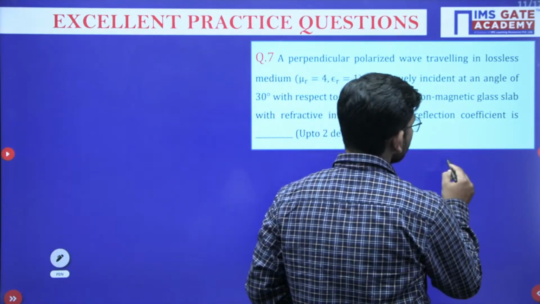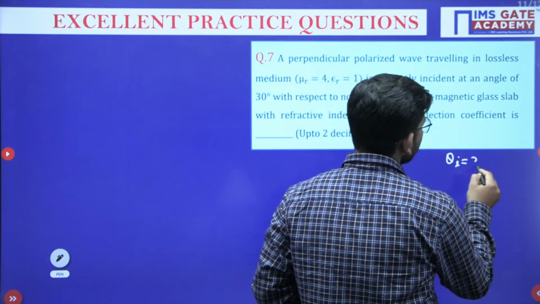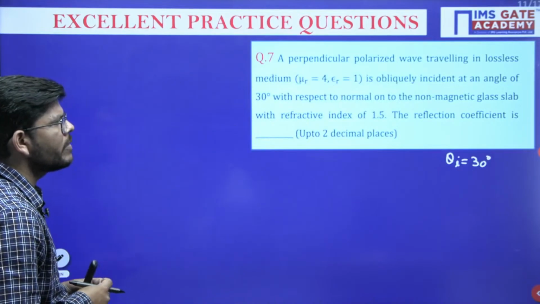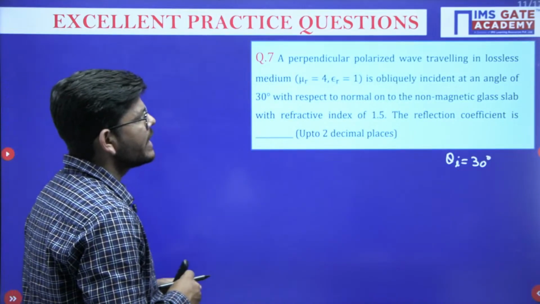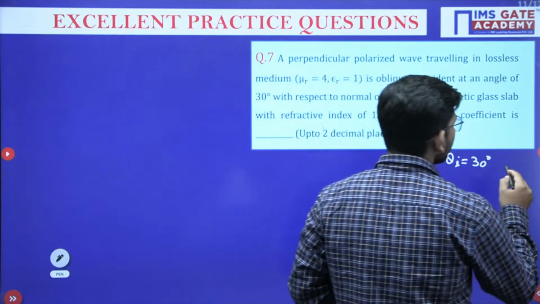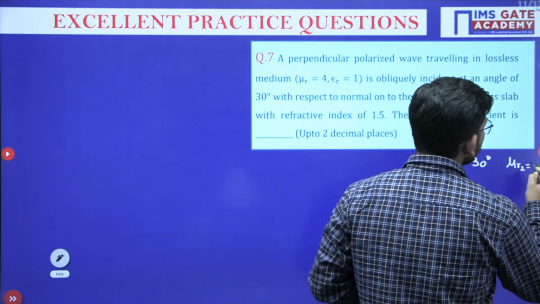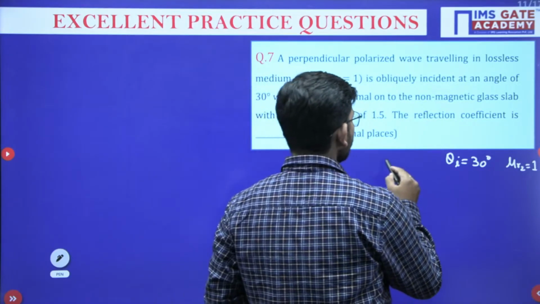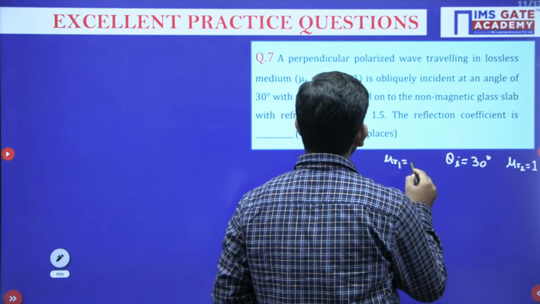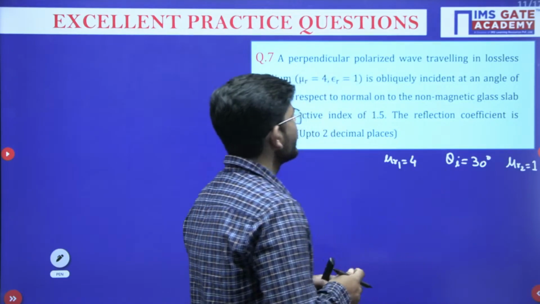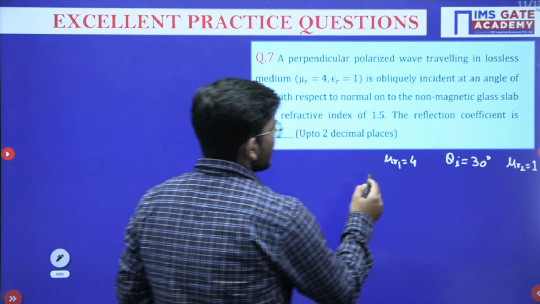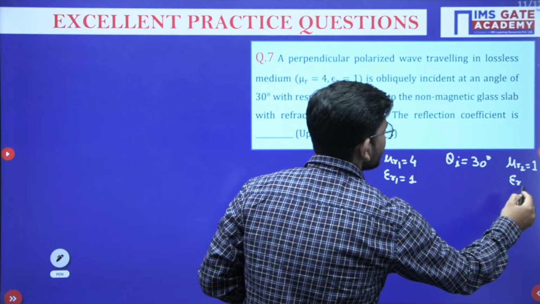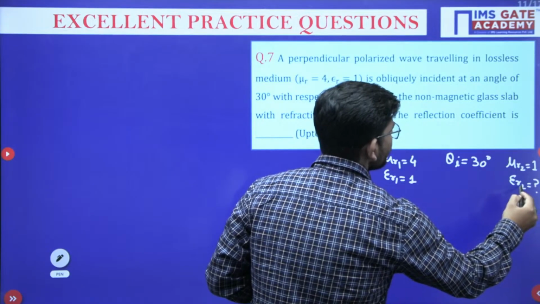So what is given to us? Theta I is given, 30 degrees, with respect to the normal on the non-magnetic slab. Non-magnetic slab means mu r2 will be equal to 1. And what is mu r1? Mu r1 that we have is equal to 4 here. And what is epsilon r1? Epsilon r1 that we have is 1. We don't know the value of epsilon r2, that is not given to us.